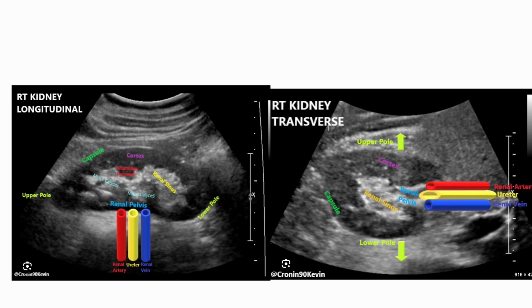Okay, here are some more pictures of the kidney. On the left, we have a right kidney longitudinal. You can see the red is the renal artery, a ureter, and the renal vein coming in. You've got the upper pole on the left, the lower pole on the right. The cortex is the area surrounding the kidney here. On the right, we have the right kidney transverse. You can see how the renal artery would enter here with the renal vein. Upper pole, lower pole.